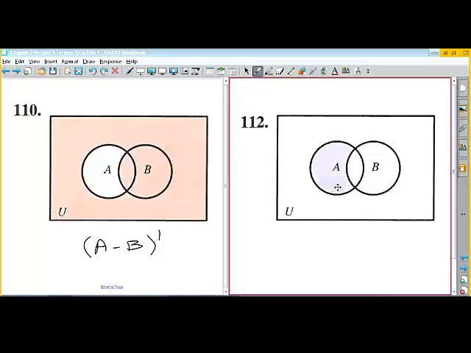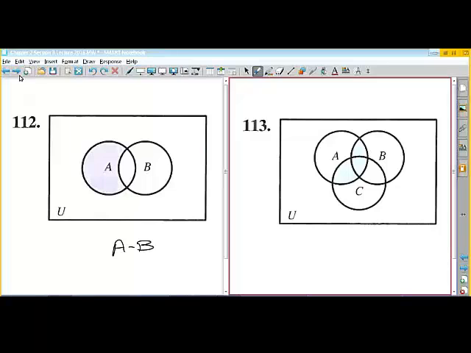We already know the answer to this one. We just did it, right? So what is this? We just did it. A minus B. So we took everything in A, we subtracted what's in B. So this little bit here would be B minus A. There's a couple of ways of doing this.